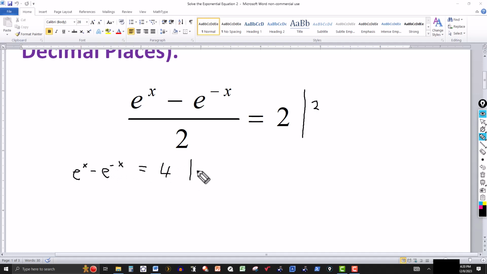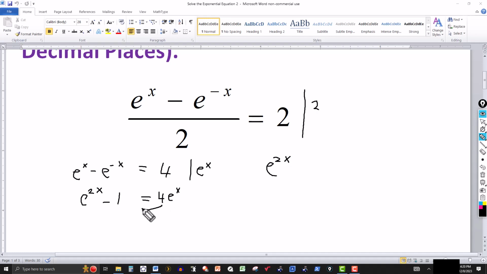Again, I'm going to multiply now by e to the x. So I've got e to the x times e to the x here gives me e to the 2x. It's minus, and then e to the minus x times e to the x is e to the 0. So that's 1. And on the right side, I get 4 times e to the x. Then I'm going to rewrite this. So this will be e to the 2x here.